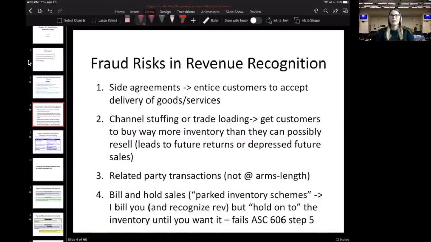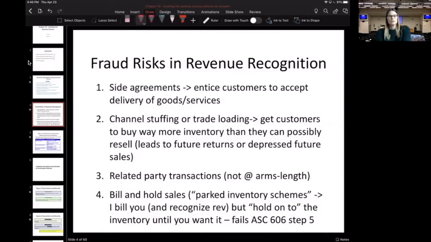And then obviously after you do that first part of the risk assessment, right, you determine risk of material misstatement, and then you know how much substantive testing to do. And substantive testing is the back end of the chapter. So we'll see that. So the very first part is, let's talk about some fraud risks in revenue recognition.